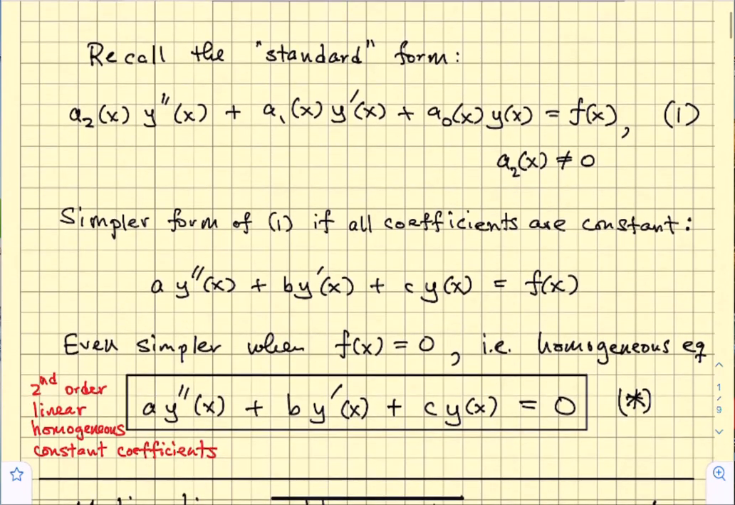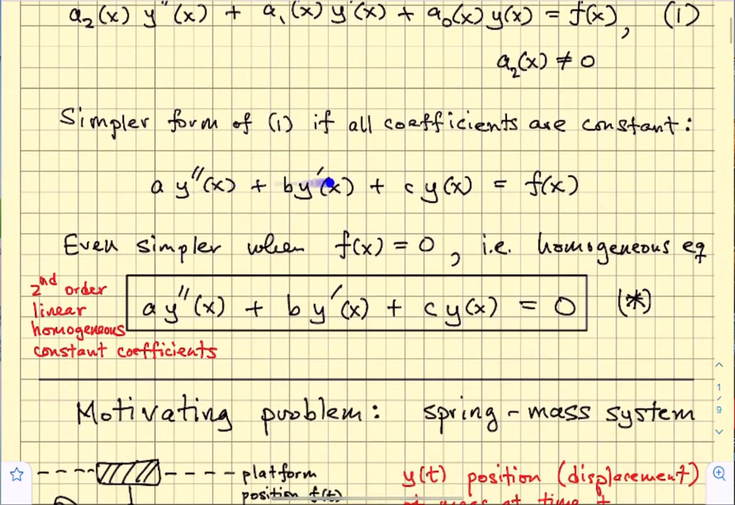There's a simpler form of equation 1 if all of the coefficients end up being constant. And if we think of a2, a1, and a0 as being constants, maybe call them a, b, and c, and we leave f of x, the function, on the right-hand side alone, then this is a simpler version of this. And it's even simpler if the f function is identically the 0 function. In other words, we have a homogeneous equation. And if we have that form, then this becomes ay double prime plus by prime plus cy equals 0. Let's call this equation star.